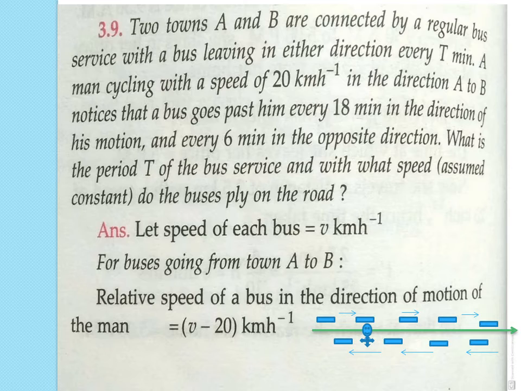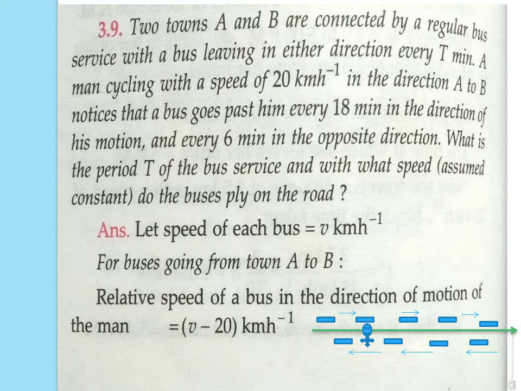Now one more thing is given here, that the bus is leaving the station A every T minutes and also from B every T minutes. It means the total distance travelled by the bus and the total distance travelled by the cyclist relative to the bus, that is with the relative speed, must be equal. So let us solve it.